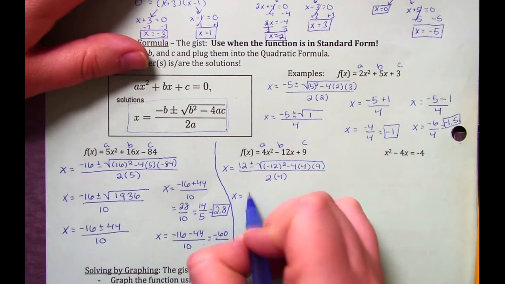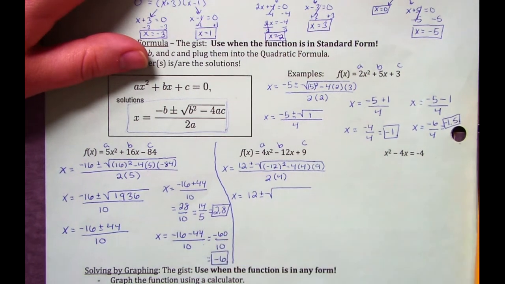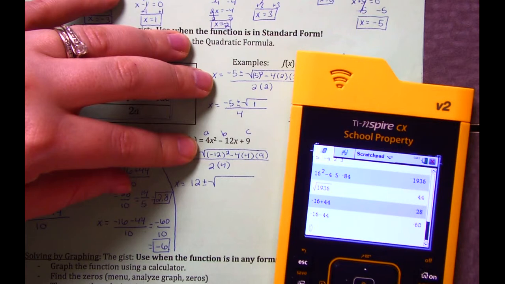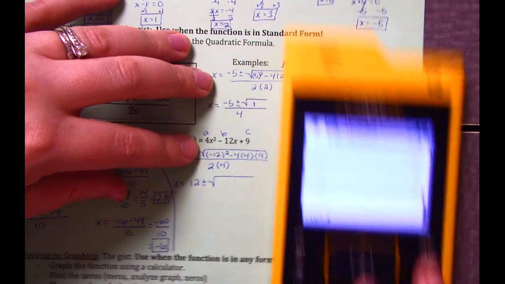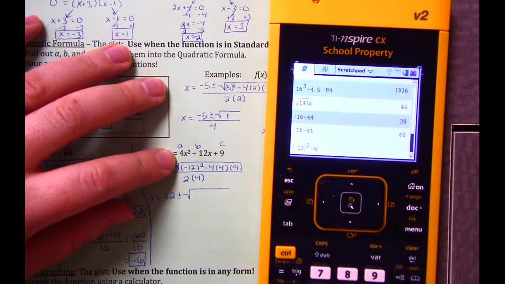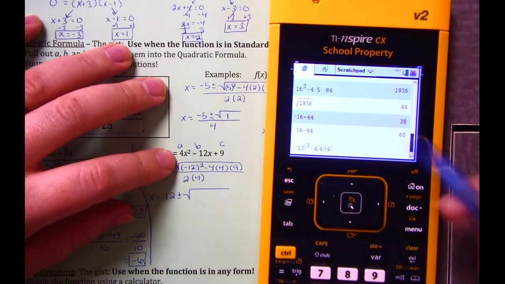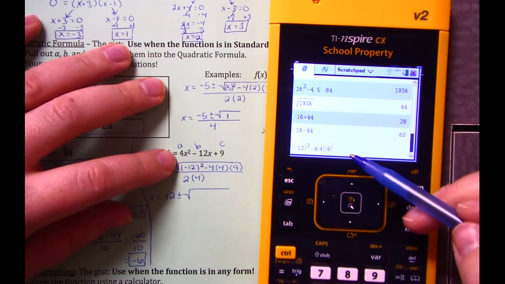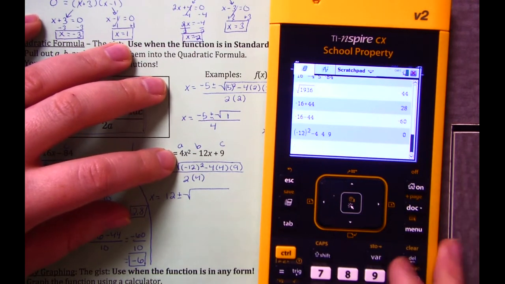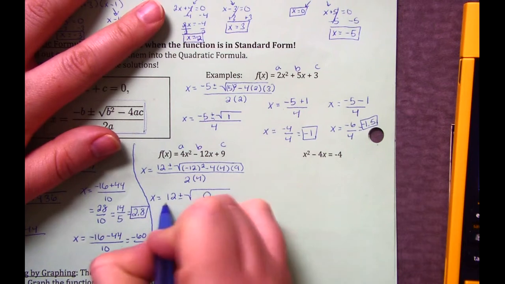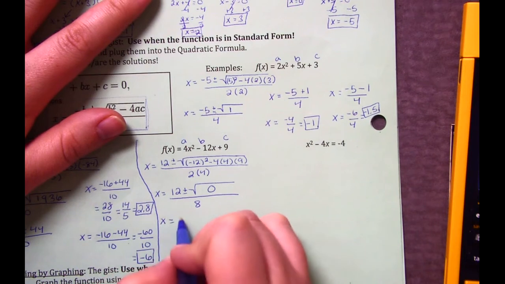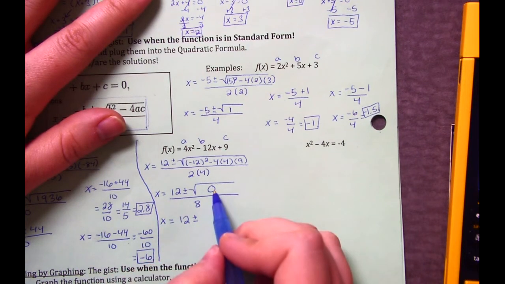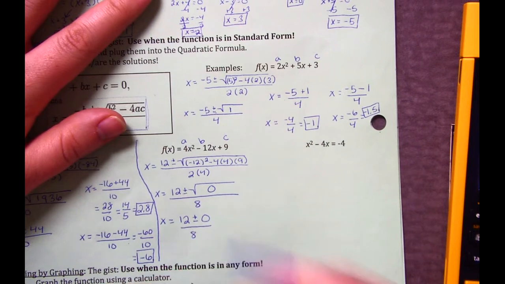So to simplify this, x equals 12 plus or minus the square root of, parentheses, negative 12 squared, minus 4, and then put 4 in parentheses, and then 9 in parentheses. So it looks like that. This is exactly what I have underneath the square root. And it's 0. All over 2 times 4 simplifies to be 8. So x equals 12 plus or minus the square root of 0, which is just 0, over 8.